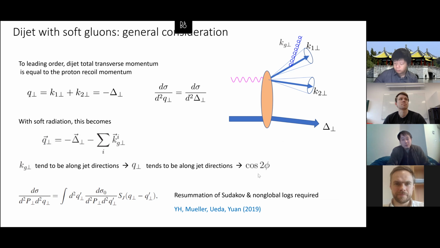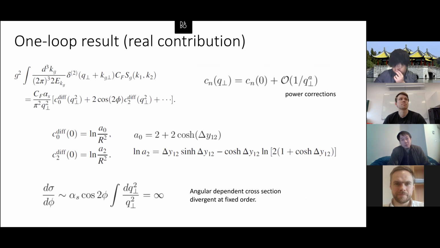We actually included a non-global log in my previous paper in 2019, shown here. In that paper we included the non-global log, but we were not very careful about angular dependence. In the successive paper we included angular dependence, but we didn't include the non-global log. It's very difficult to include both. We haven't done that yet. Okay.